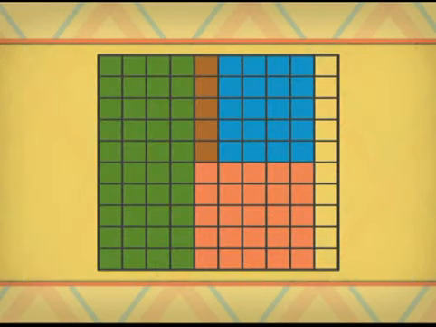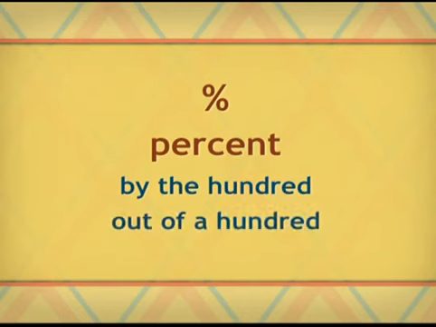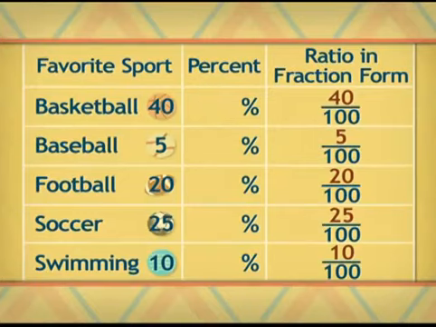Now notice that we have all of the squares colored and 100% of the survey responses are shown on it. Now that word I just said, percent, means by the 100, or out of 100, or per 100. And the percent sign can be used to represent a ratio or a fraction in which the second term is 100. So, since 40 out of 100 students chose basketball as their favorite sport, we can say that 40% of the students chose basketball as their favorite sport.